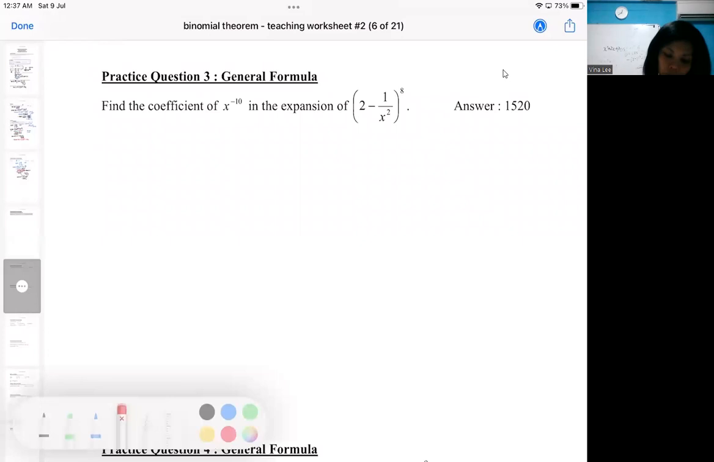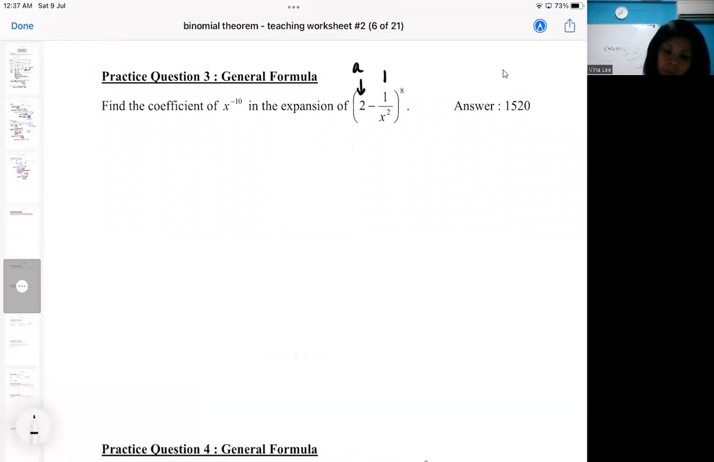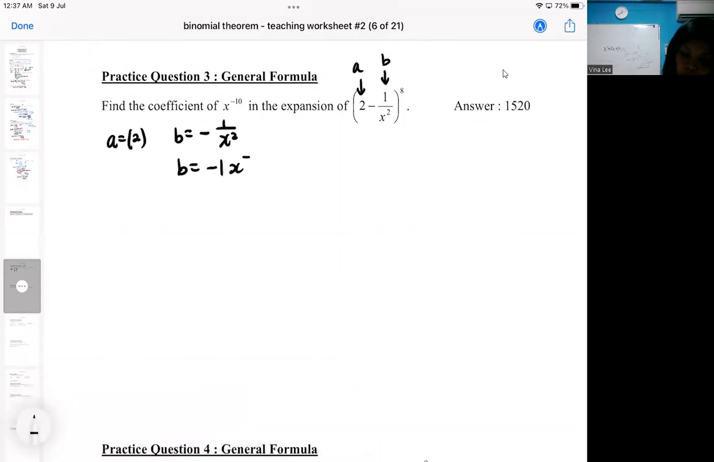And if you look, your A is a nice number. B is not a nice number. It's a negative fraction. So A is a nice number, B is a negative fraction. So this is where I've got to use my indices. So it should be a minus 1 x to the power of minus 2.